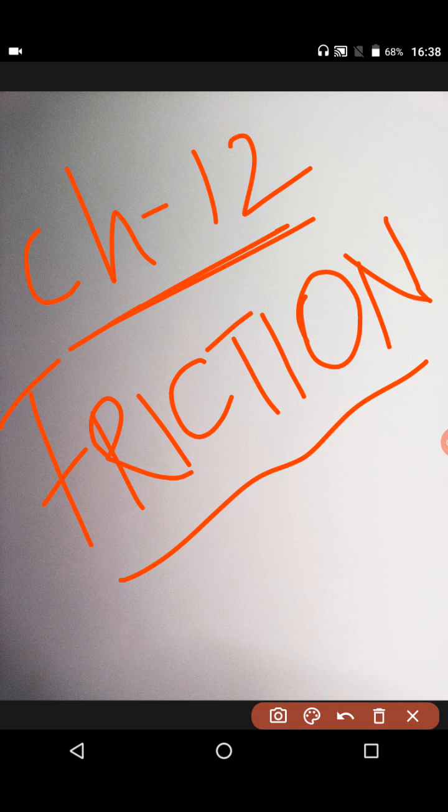So today we are going to study chapter 12 of physics, according to physics second chapter, that is friction. First we should know what is friction. Friction we already studied in the force and pressure chapter also. Let's look at the recap once.